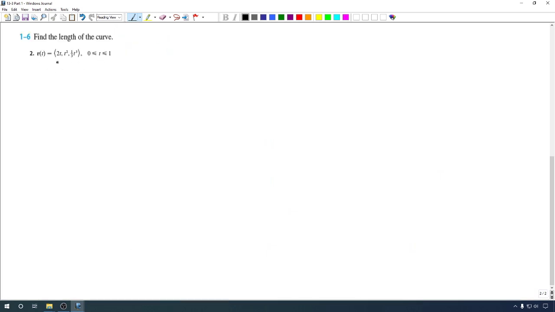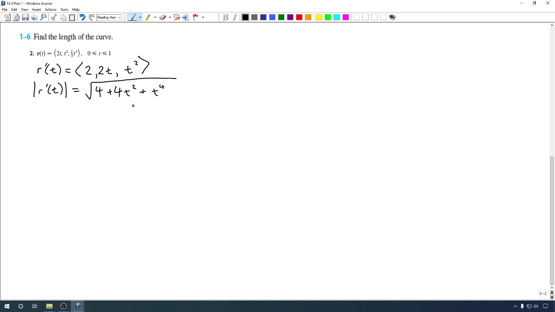So here we have a curve given as a vector valued function. We're taking the arc length from t equals 0 to t equals 1. All we need to do is differentiate it. The derivative of 2t is 2, the derivative of t squared is 2t, and the derivative of 1/3 t cubed is just t squared. We need the magnitude of r prime. So remember, we're taking the square root of 2 squared plus 2t squared, which is 4t squared, plus t squared squared, which is t to the fourth.